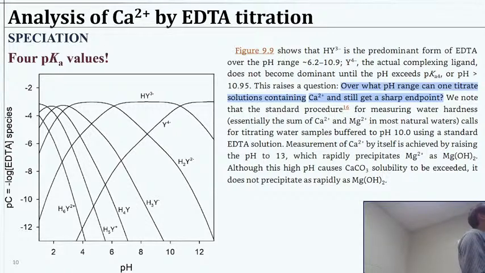The standard procedure for measuring water hardness, which is essentially calcium plus magnesium, calls for titrating water samples buffered to pH 10 using a standard EDTA solution. Measuring calcium by itself, we actually do that at a higher pH. That'll get rid of all the magnesium. That will also start forming some calcium carbonate, which is a problem because we wanted to measure the calcium, but that's slow enough that we can get rid of the magnesium first and then carry on.